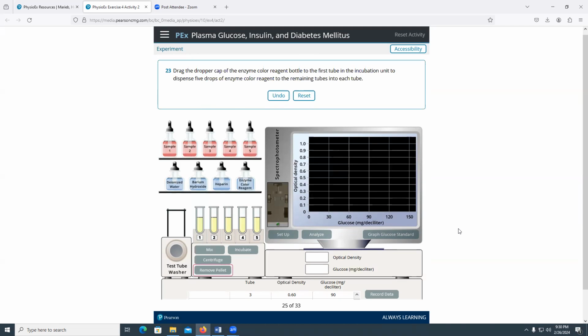And after we remove the pellet, we drag the dropper cap of the enzyme reagent. So now the darker the color represents more blood glucose. We incubate. And we click on setup. You see, this is a lighter test tube, and this is a darker test tube. Setup.